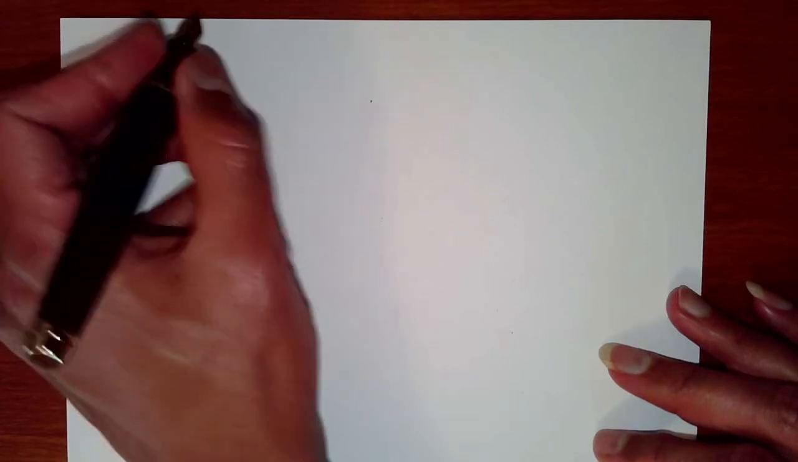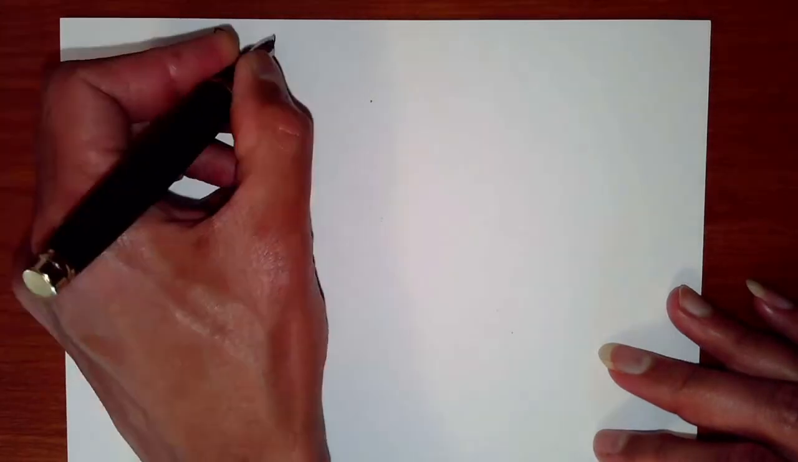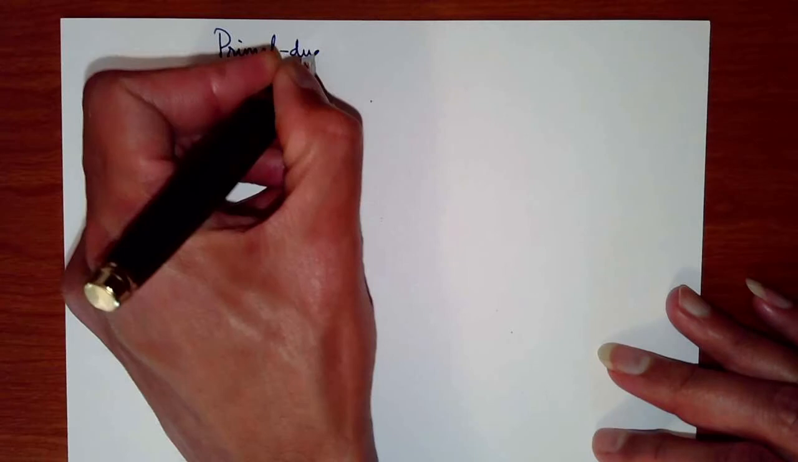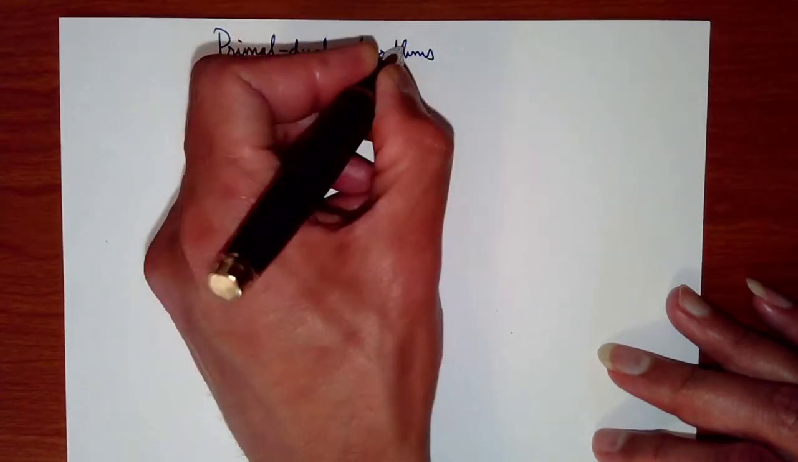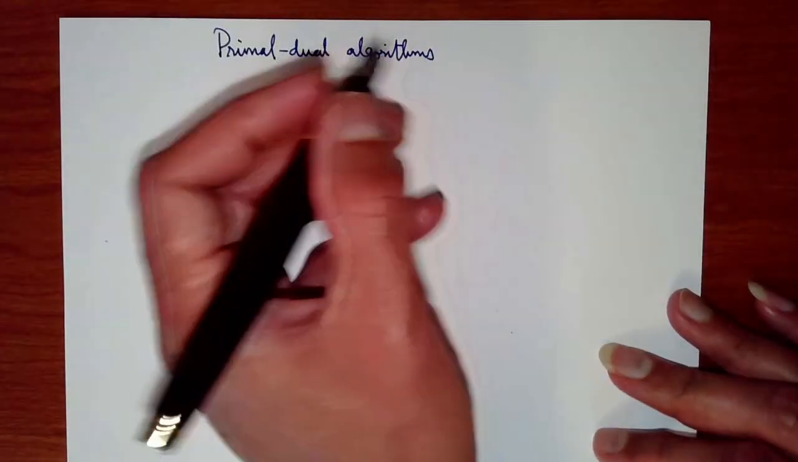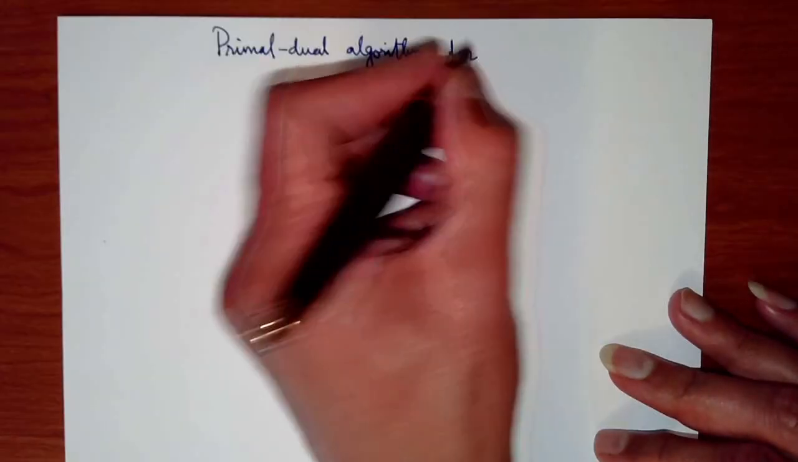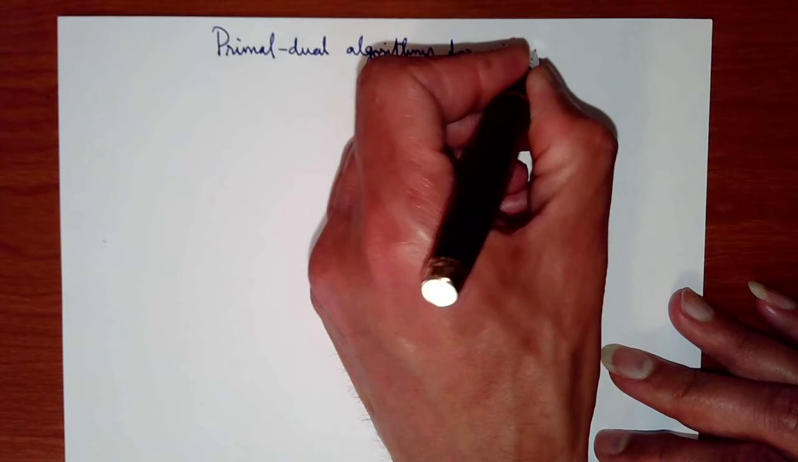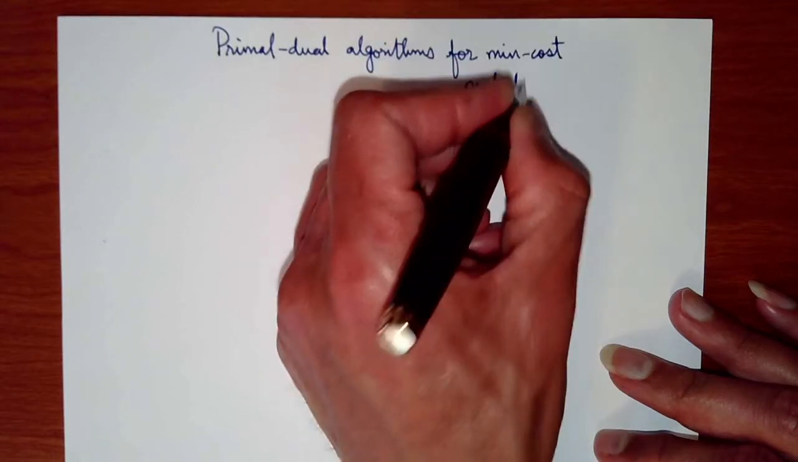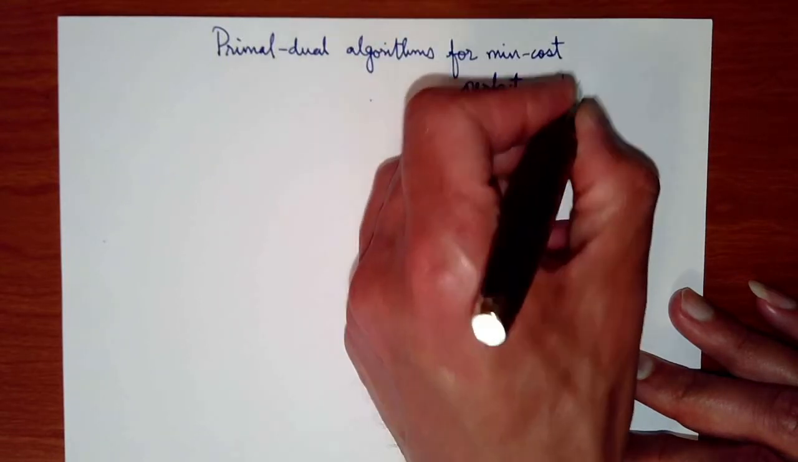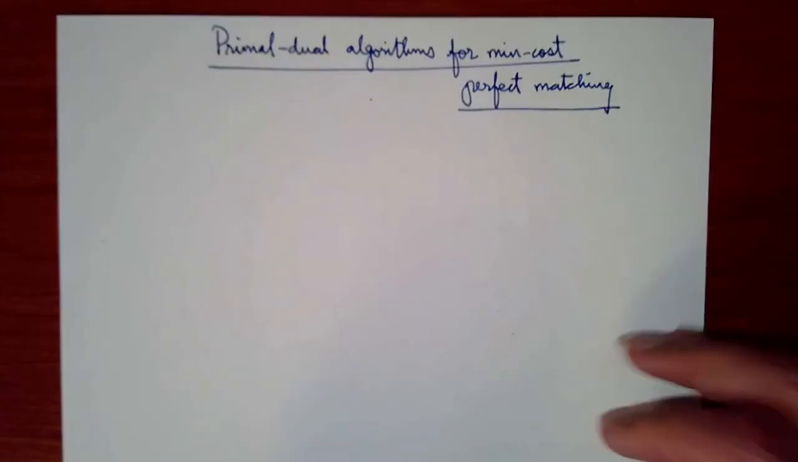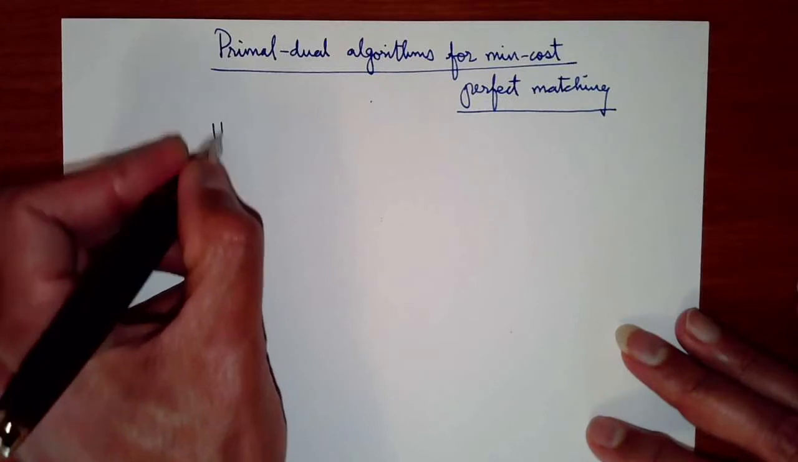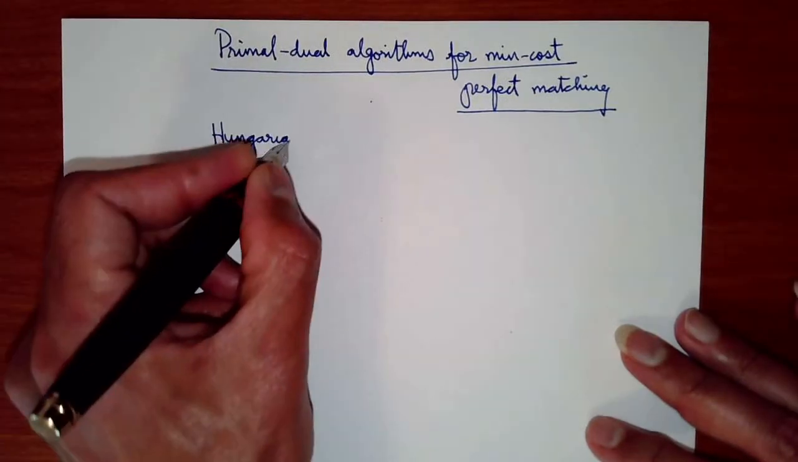Okay, so the topic for today is primal-dual algorithms for min cost perfect matching. And specifically, the agenda for today is to cover something called the Hungarian algorithm.